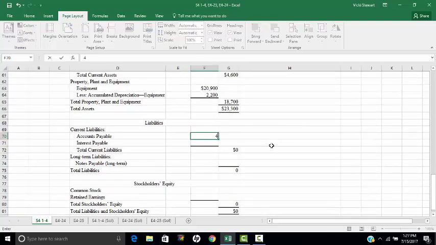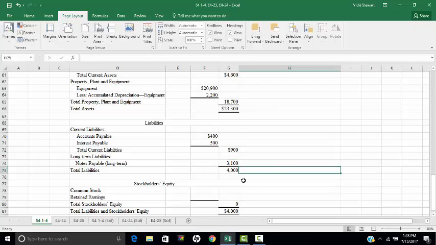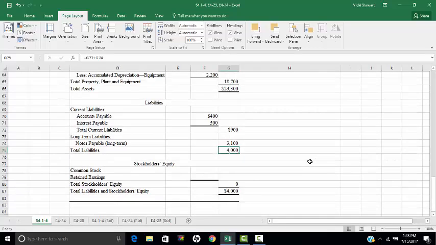Now we're going to do the same thing for our liabilities. We have two current liabilities, accounts payable for $400 and interest payable for $500. So that gives us total current liabilities of $900. And we're going to list our notes payable separately because the problem told us that the note payable was long term. So that will be listed separately, and then we'll have a subtotal for total liabilities of $4,000.